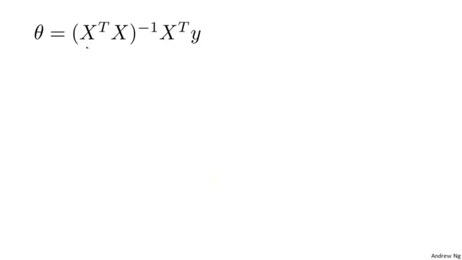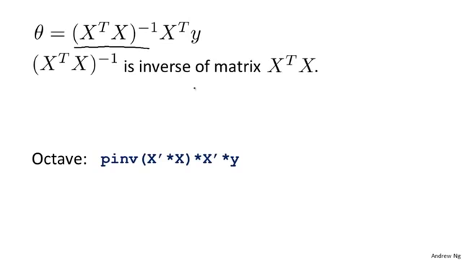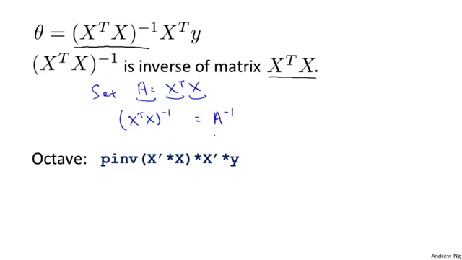I just want to make sure that this equation makes sense to you and that you know how to implement it. So concretely, what is this (X transpose X) inverse? Well, it is the inverse of the matrix X transpose X. Concretely, if you set A to be equal to X transpose times X, so X transpose is a matrix, and X transpose times X gives you another matrix, which we call A, then (X transpose X) inverse is just that matrix A inverted. That's how you compute this: you compute X transpose X, and then you compute its inverse.